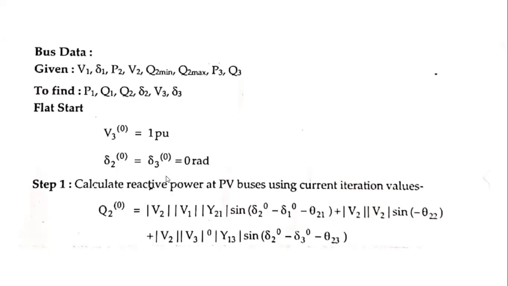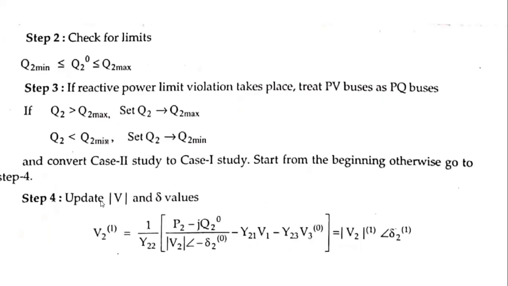This is the formula for Q2 of 0, that is, calculating the reactive power. Reactive power means the Q at the PV bus using the current iteration values.